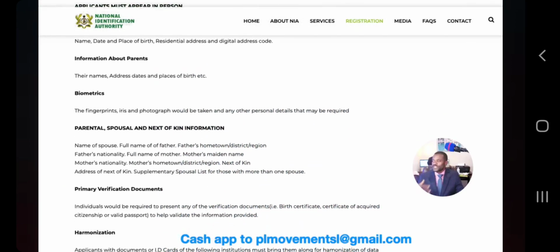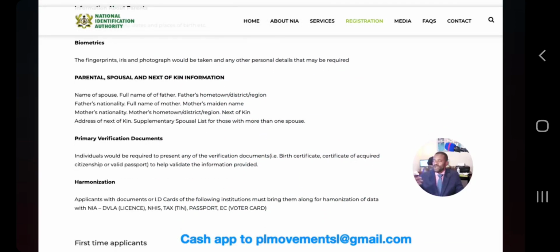Now it goes further to explain and ask for primary verification documents. Matter of fact, let me read that. Individuals will be required to present any of the verification documents, i.e. birth certificate, certificate of acquired citizenship, or valid passport to help validate the information provided.